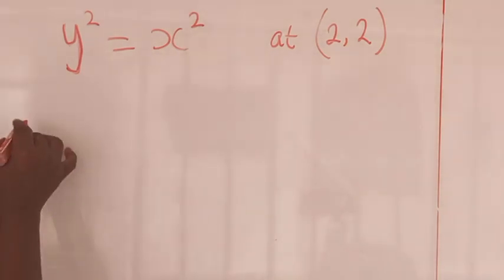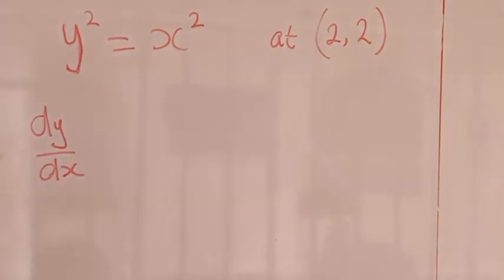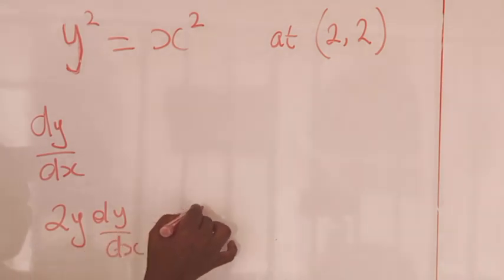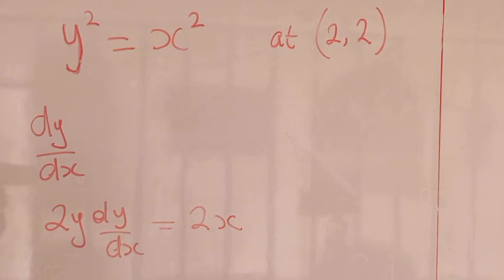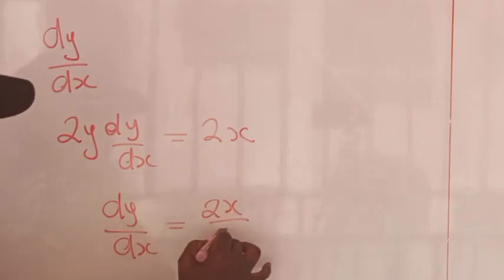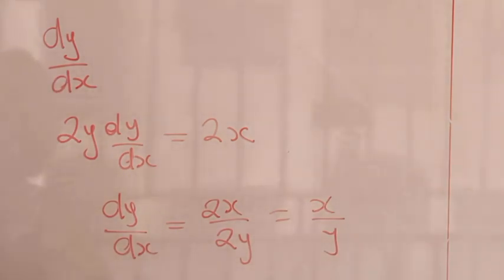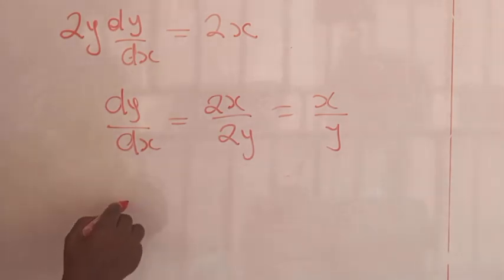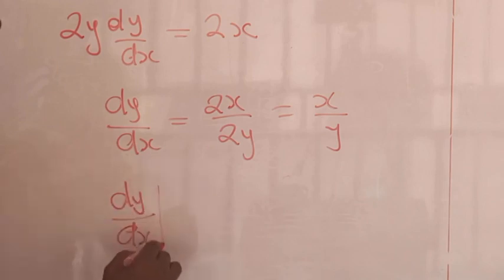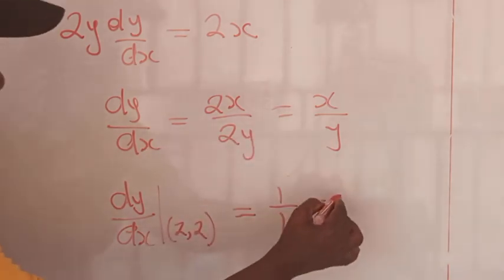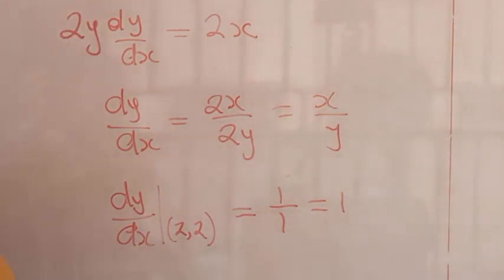We first of all get our dy dx. What is dy dx? Remember, this is implicit. So we have that 2y dy dx is equal to 2x. This implies that dy dx is equal to 2x over 2y, that is x over y. So let's evaluate dy dx at 2,2. So dy dx is equal to 1.